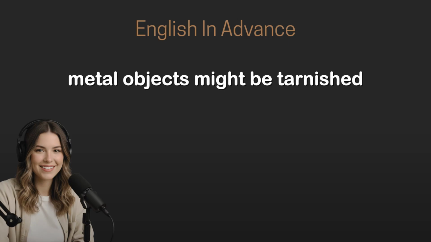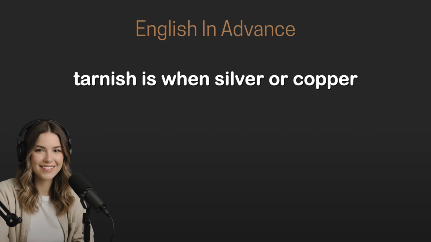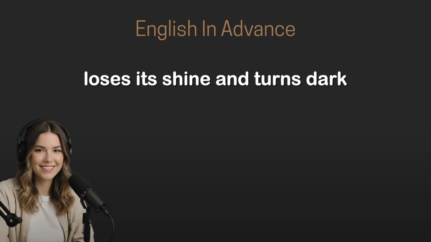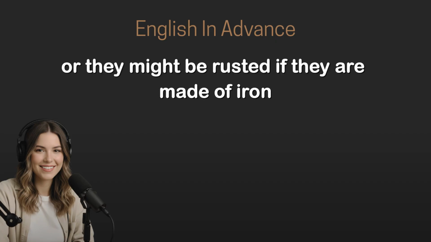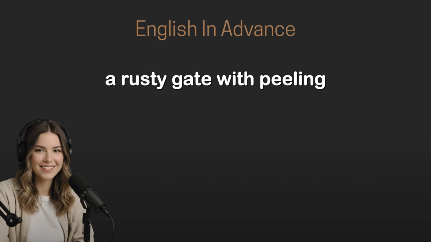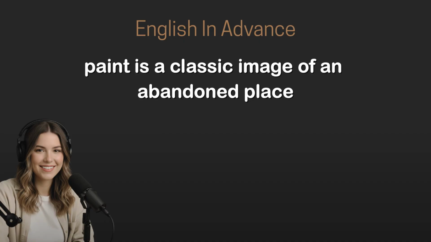Metal objects might be tarnished. Tarnish is when silver or copper loses its shine and turns dark, or they might be rusted if they are made of iron. A rusty gate with peeling paint is a classic image of an abandoned place.